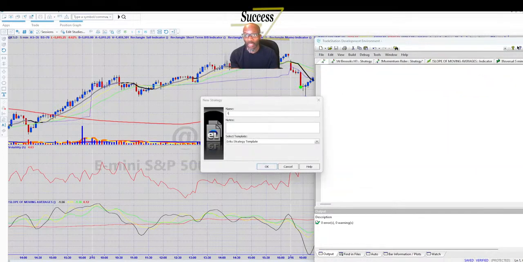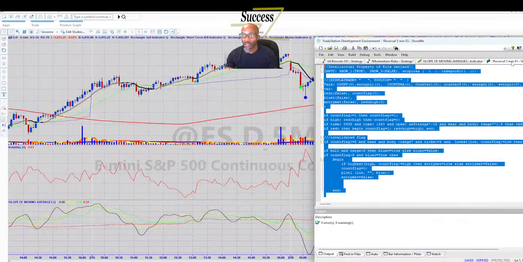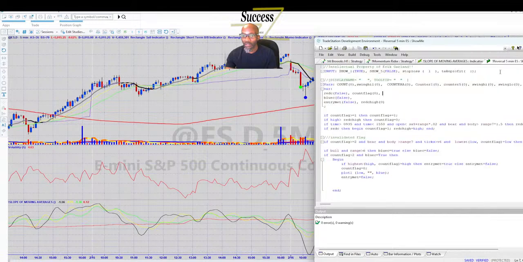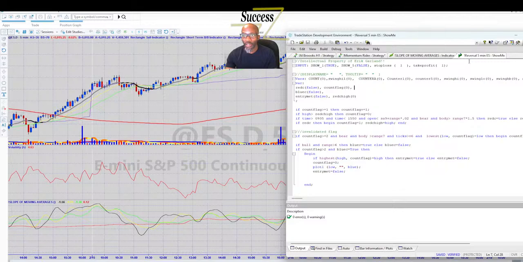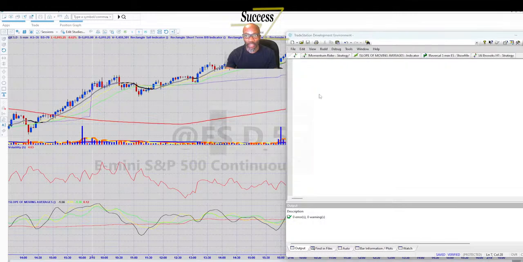So this is the, what do we want to call this? Reversal. Did I already start? I got so many strategies going on here now. Okay, this is the show me reversal 5-minute ES. Then I'll put the date.